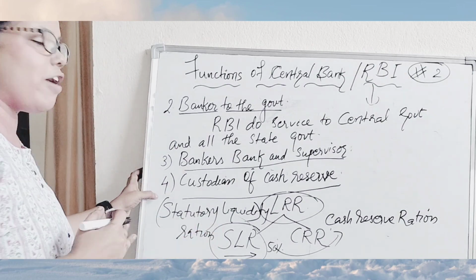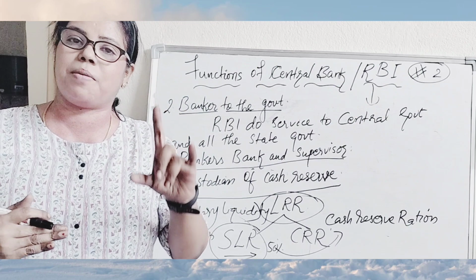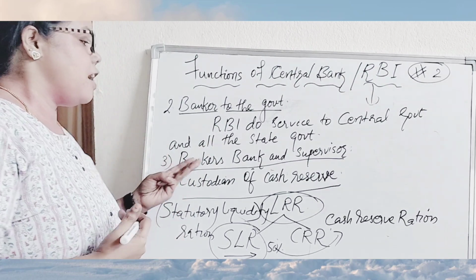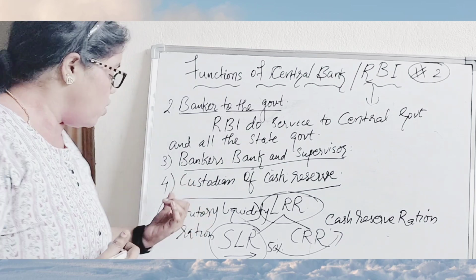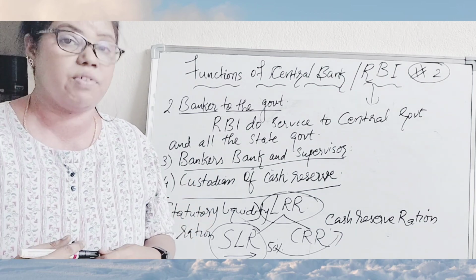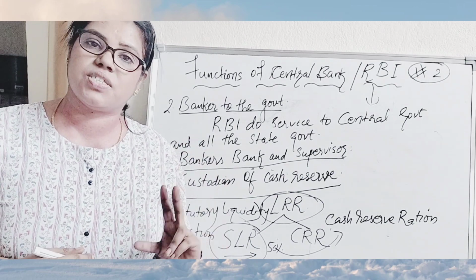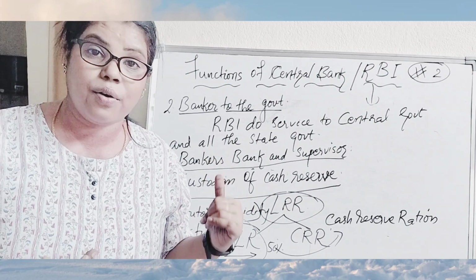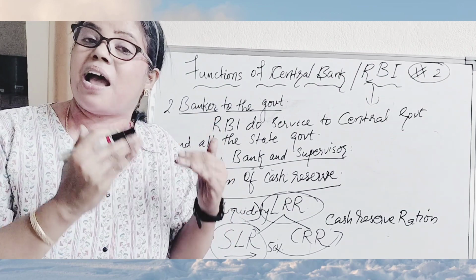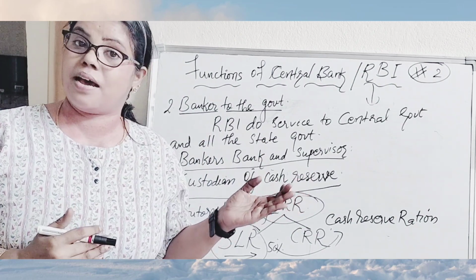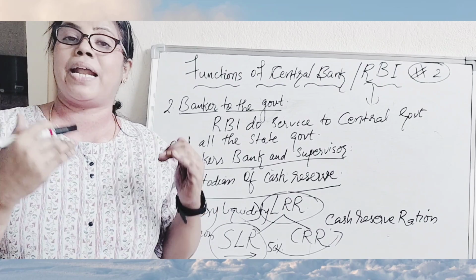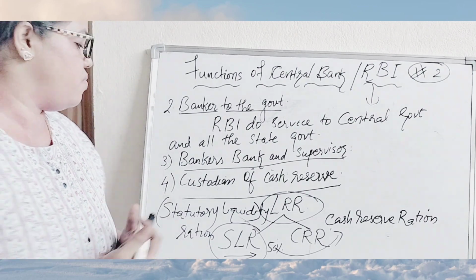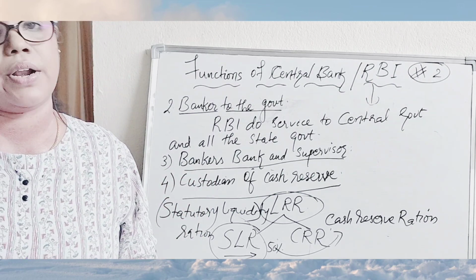So this is the fourth function of RBI. First we discussed the currency authority function. Second, the bankers to the government function. Third, the bankers' bank and supervisor function. Now the fourth, the custodian of cash reserve function of RBI. There are two categories of cash reserves. One is LRR, and LRR is categorized into two types: SLR, statutory liquidity ratio, which is maintained in the commercial bank within themselves, and the second one, CRR, cash reserve ratio, which is maintained in RBI by the commercial bank. That is the function of RBI we call custodian of cash reserve ratio.